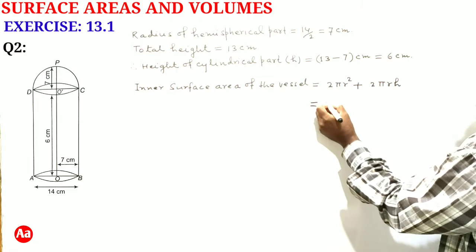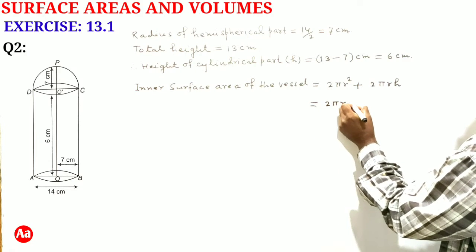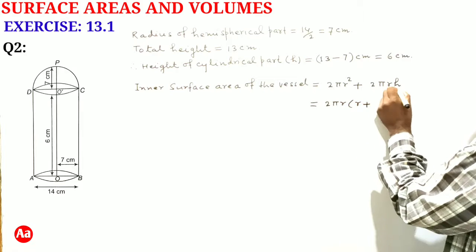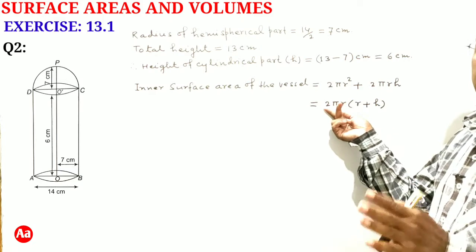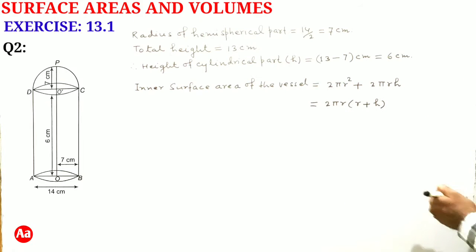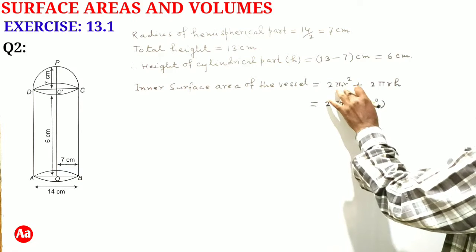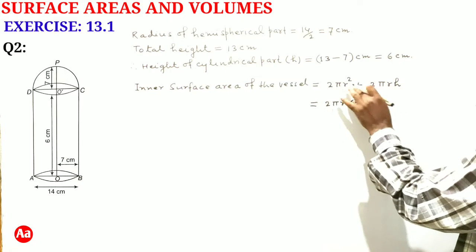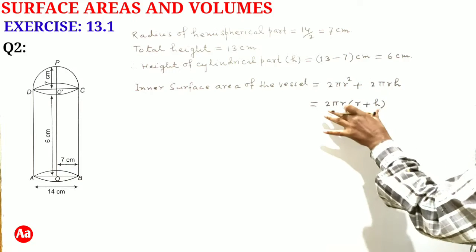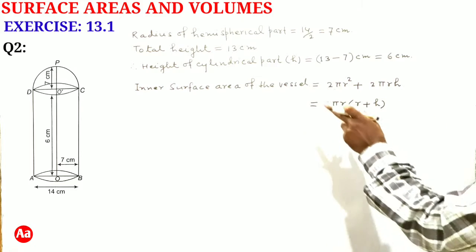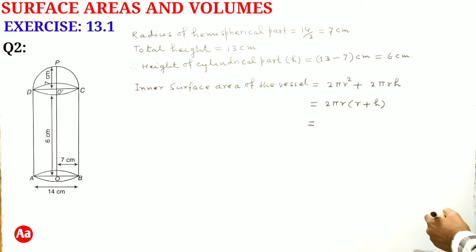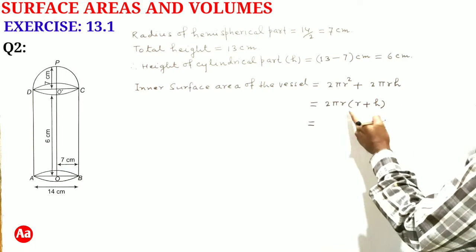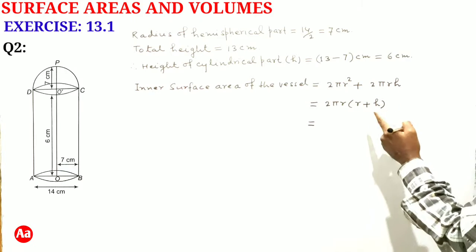Now let's take 2 pi r common. So from here we get r and from here we get h. So it is 2 pi r into r plus h. Here we have taken 2 pi r common to reduce the calculation. Otherwise directly we can put values of pi, radius and height in this formula, and separately we will calculate. Finally adding up we will get the inner surface area of the vessel. Now let's put values of pi, r and h in this formula.